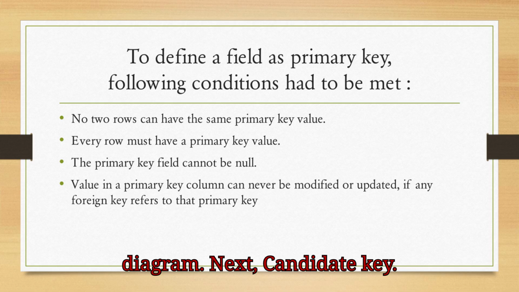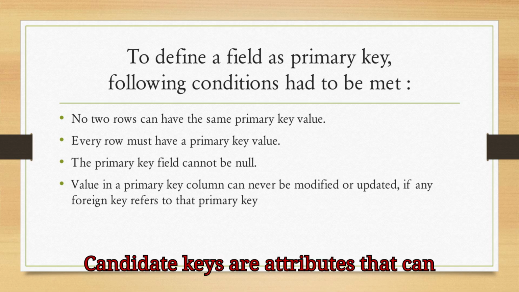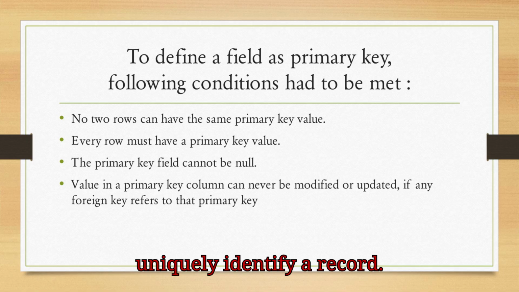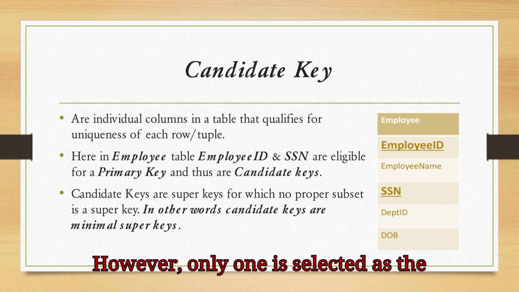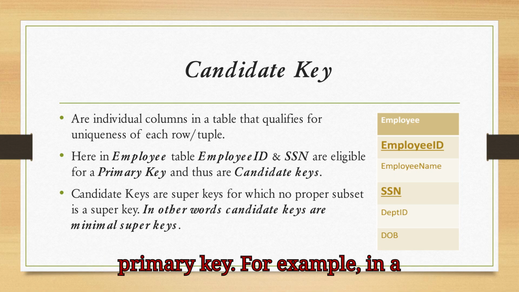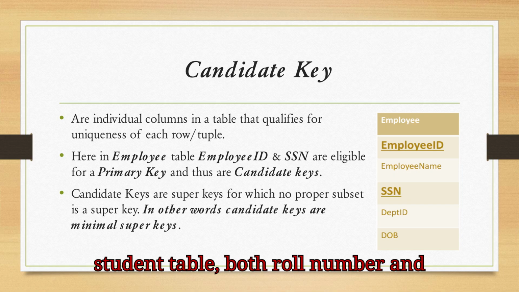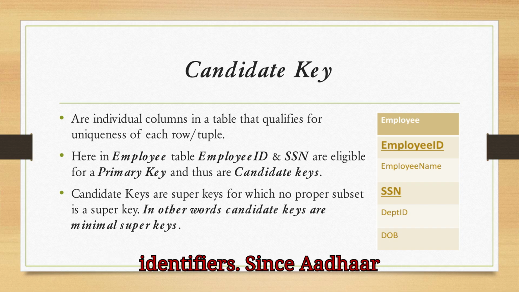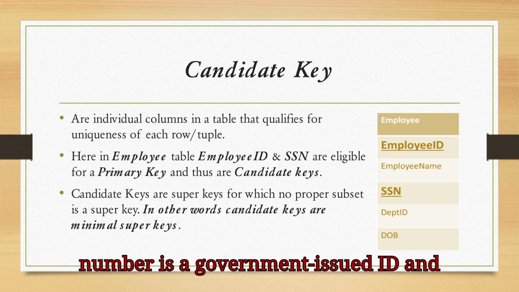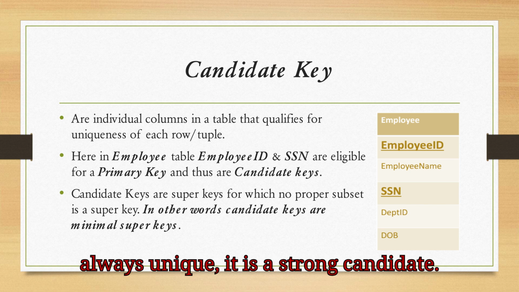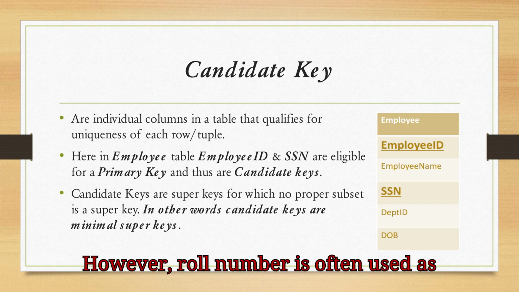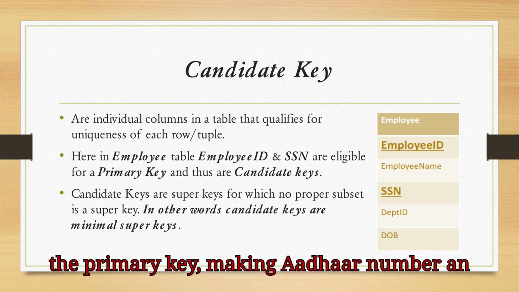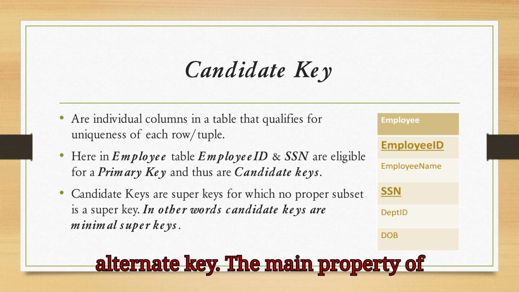Next, candidate key. Candidate keys are attributes that can uniquely identify a record. However, only one is selected as the primary key. For example, in a student table, both roll number and Aadhaar number could serve as unique identifiers. Since Aadhaar number is a government-issued ID and always unique, it is a strong candidate. However, roll number is often used as the primary key, making Aadhaar number an alternate key.